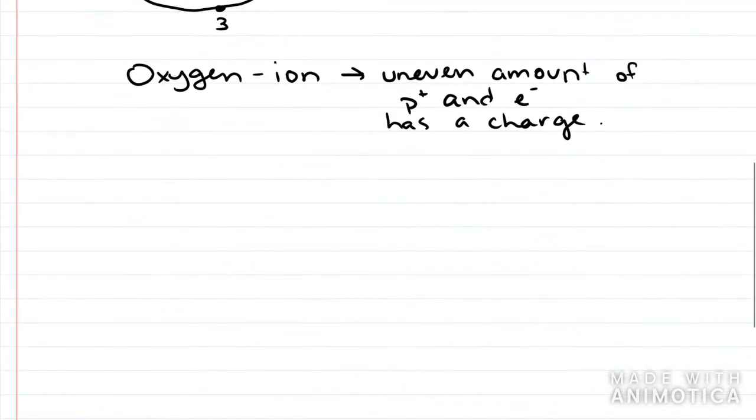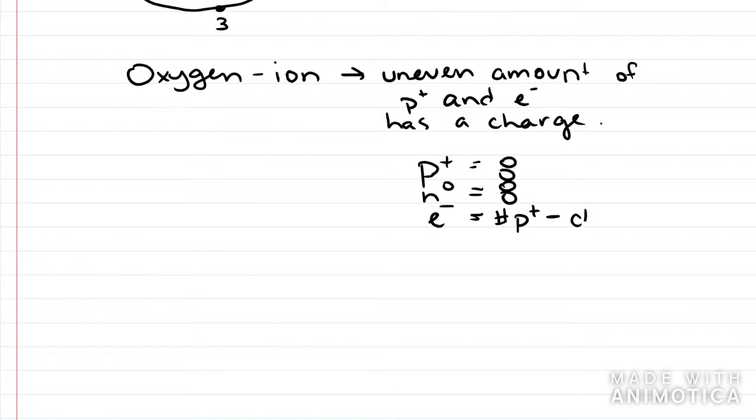So again, the first thing we have to do is figure out how many protons, neutrons, and electrons there are. Well, an ion and an atom are similar in most ways. It has the same number of protons, and the same number of neutrons. The only difference is the number of electrons. And what you're actually going to do is the number of protons minus the charge.